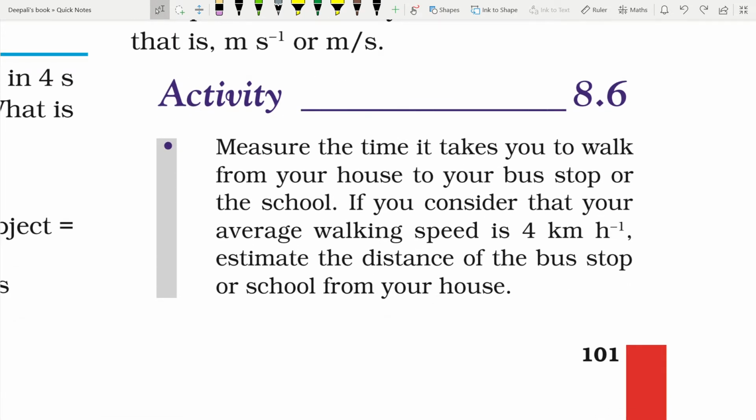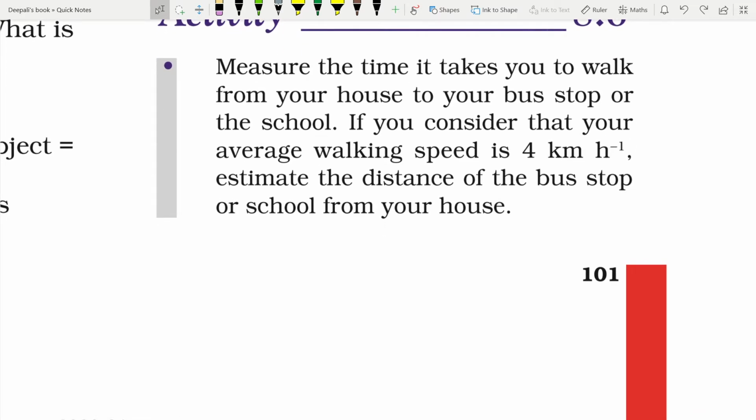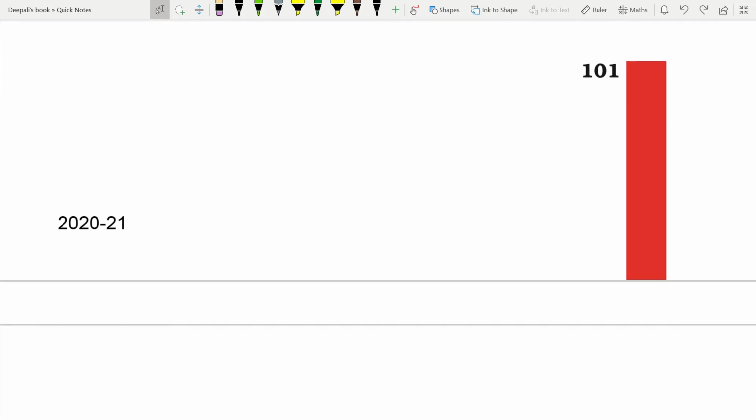Measure the time it takes you to walk from your house to your bus stop or the school. If you consider that your average walking speed is 40 kilometers per hour, estimate the distance of the bus stop or school from your house.